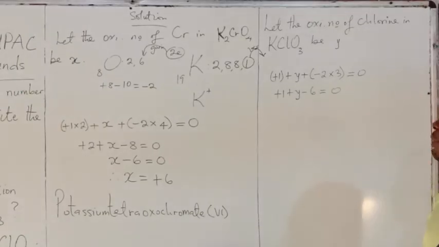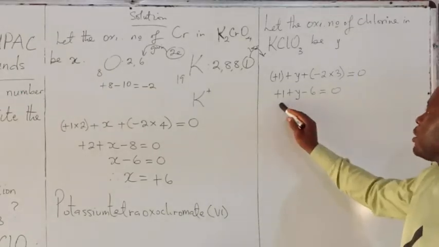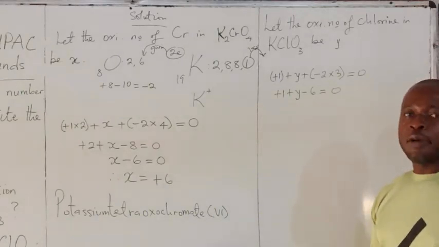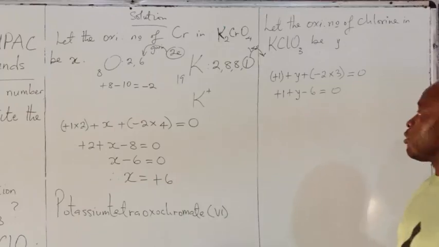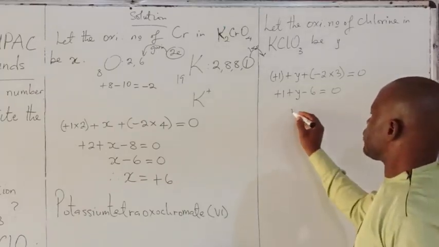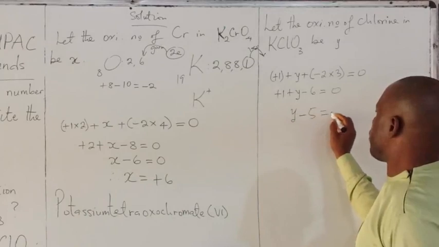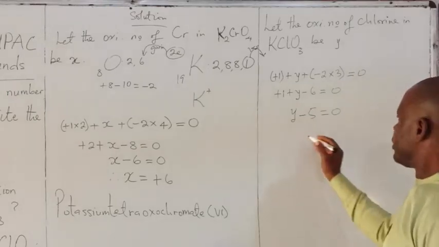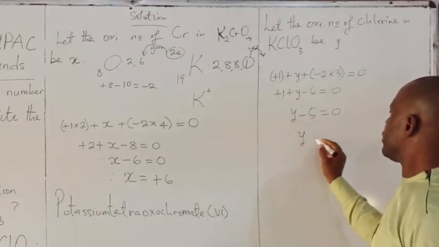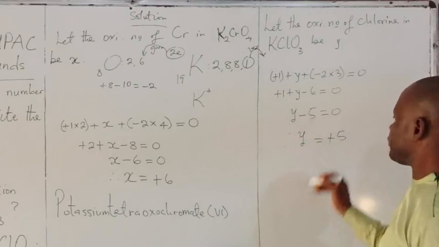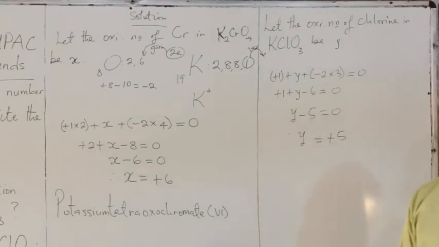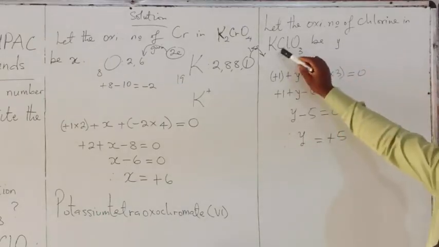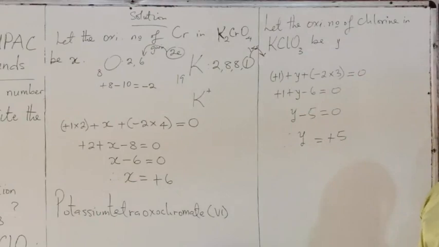Can you gather the like terms? The like terms are +1 and -6. So using the number line, +1 -6. What is it going to give you? -5. So we have Y -5 equals 0. Then you carry -5 over to the right hand side. You have Y equals +5. That is the oxidation number. That is the charge of chlorine in this inorganic compound, KClO3.